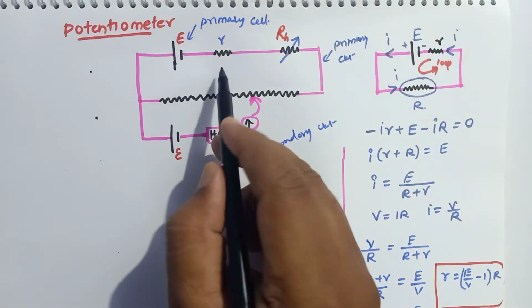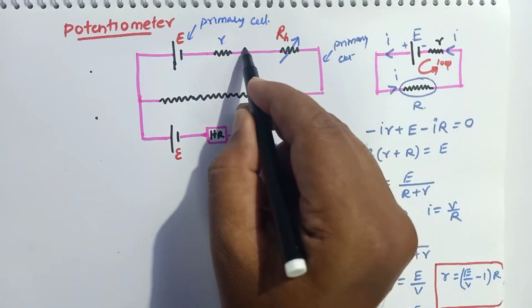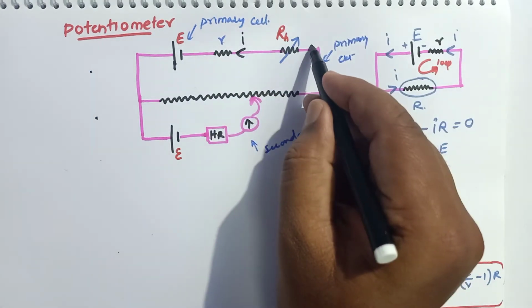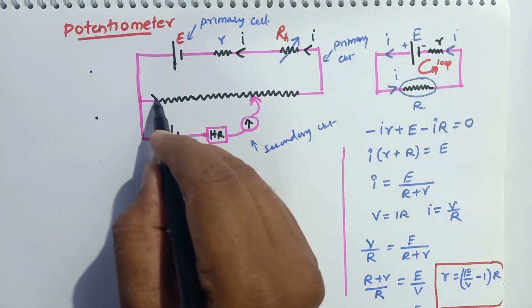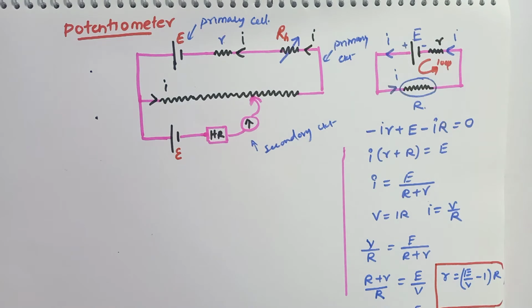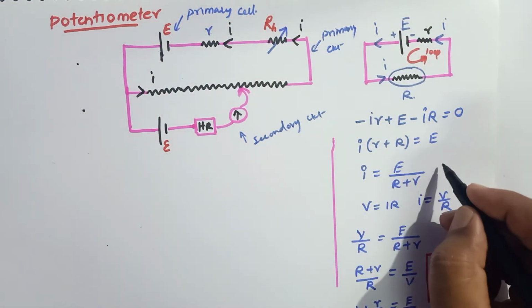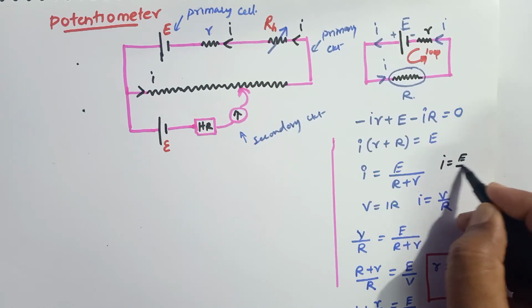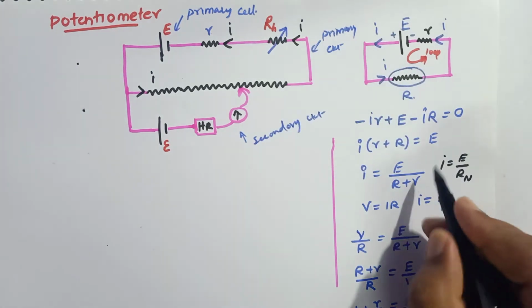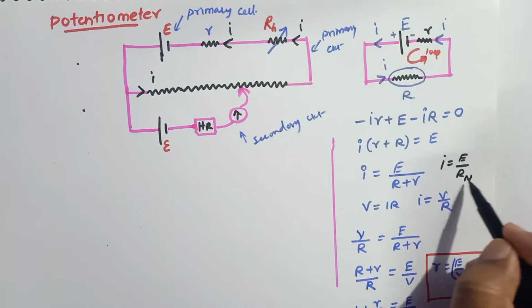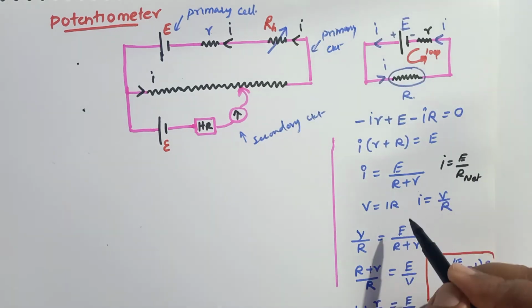You are applying Kirchhoff's law in this case. Now you know the current I is passing here, here also current I is passing, and in this resistance also current I is passing. The simple general formula you get from here is I is equal to E by R net. Net means the total resistance here.